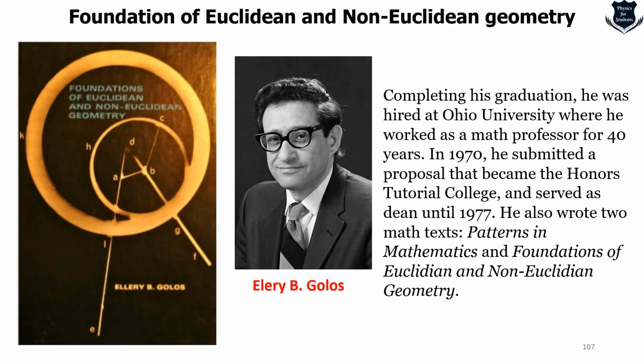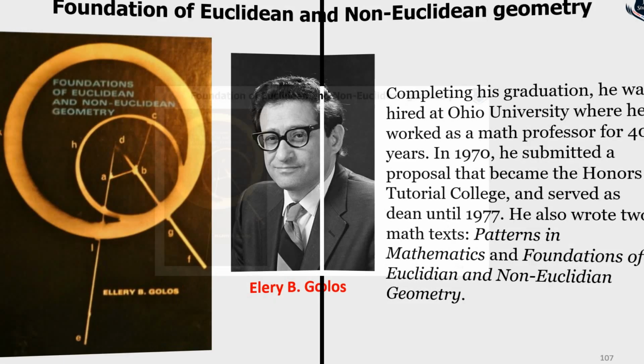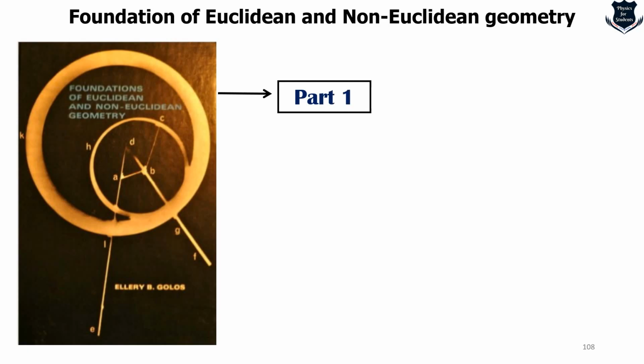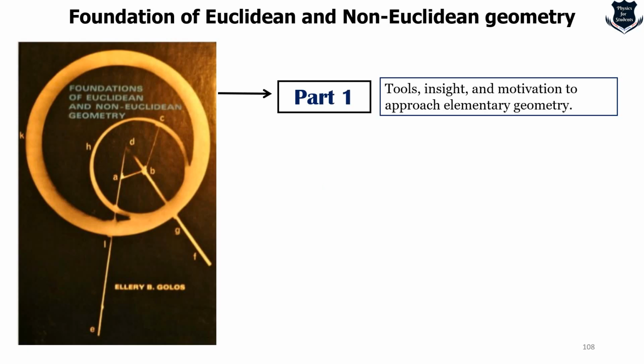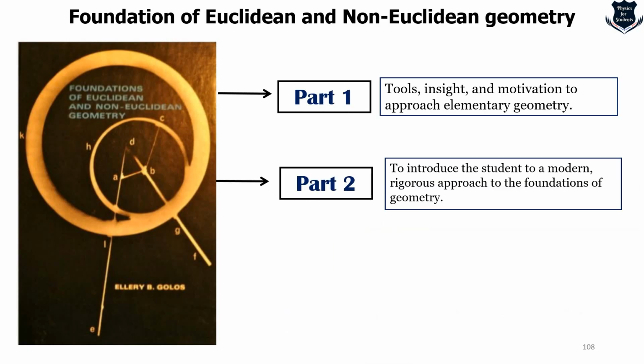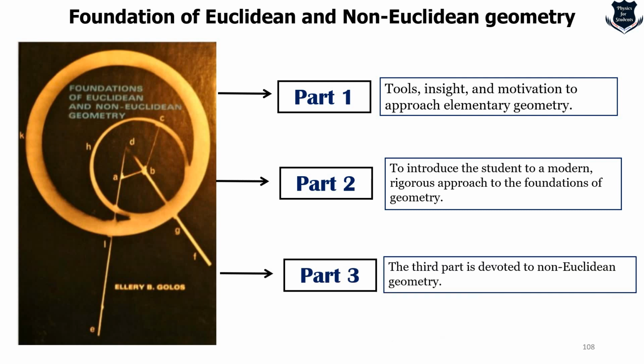This is by Ellery B. Golos, and this covers a lot into the foundations of first the Euclidean and then the non-Euclidean. This is the way the book has been organized: part 1 into elementary geometry, part 2 the foundations, and part 3 into non-Euclidean geometry. It's a very good book and a good understanding.